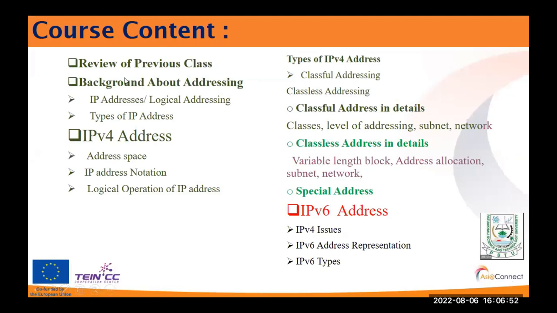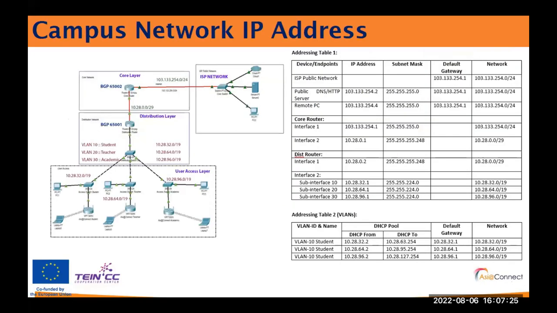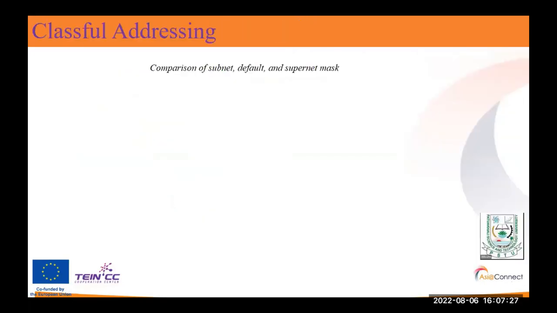So previous day I have already discussed some background about addressing, IP version 4 address, the classification, address space, IP address notation, logical operation, also some discussion about the classful addressing, like classes, level of addressing, subnetwork. So now today I will discuss the classless address in detail, and also some special addresses, and some brief about the IP version 4 address. Okay. So this was our campus network previously.